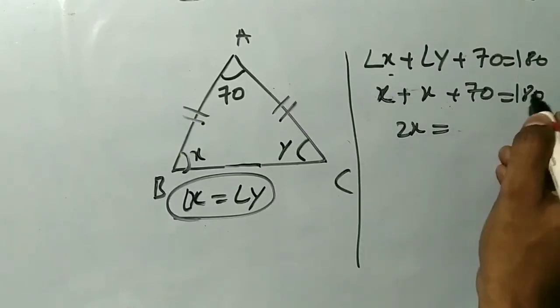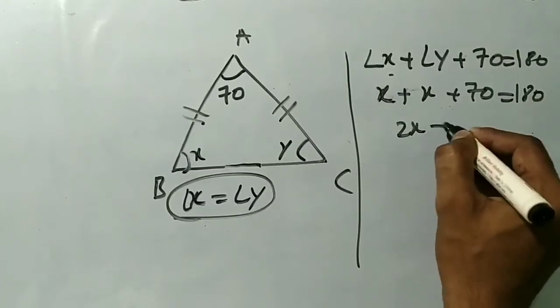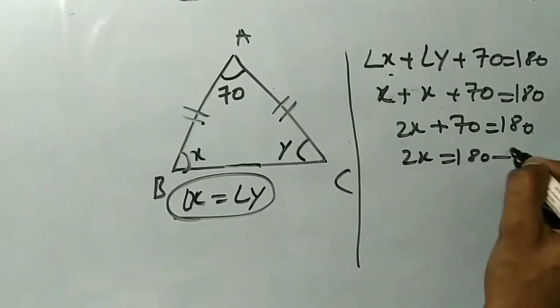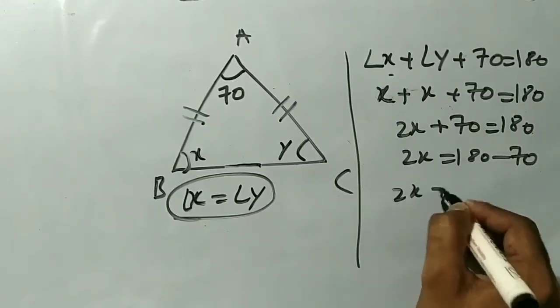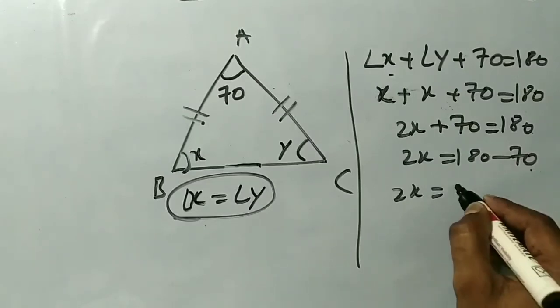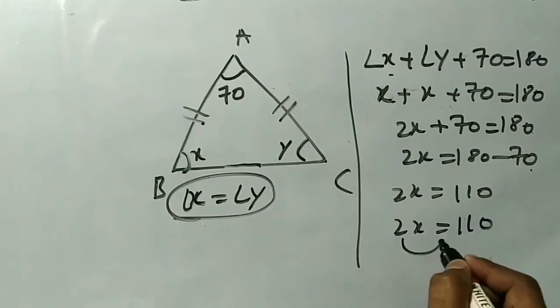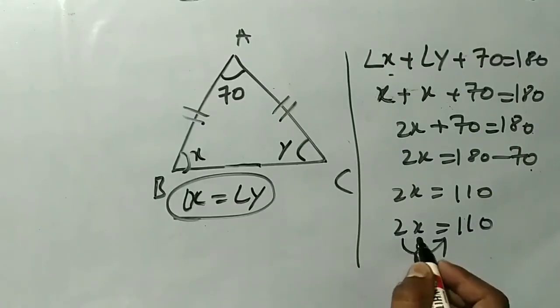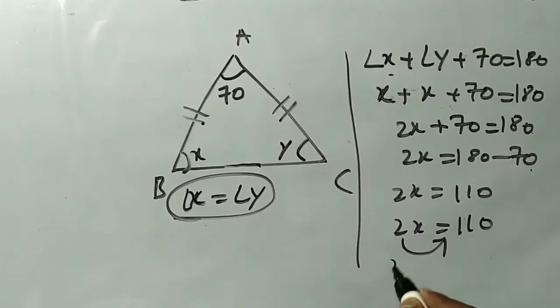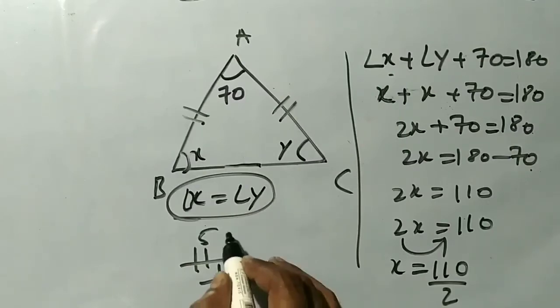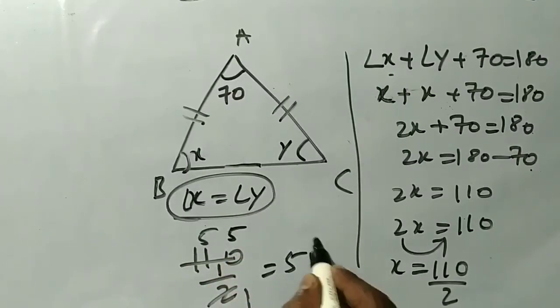70 goes to that side. Let us write in an easy manner, step by step. 2x is equal to 180 minus 70. So 2x is equal to 110. The 2 multiplying x, when it goes to the opposite side, becomes division, that is x is equal to 110 by 2. So 110 by 2: 2 ones are 2, 2 fives are 10, 1 remaining, so 10 becomes 10, again 5. Here 55. That is x is equal to 55.